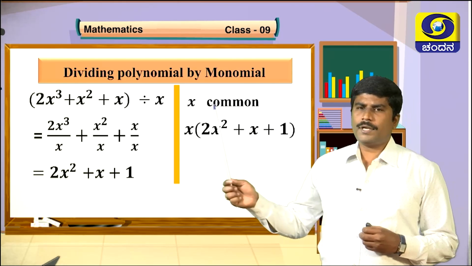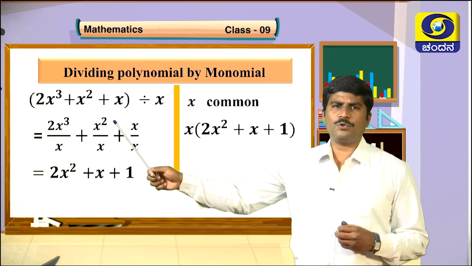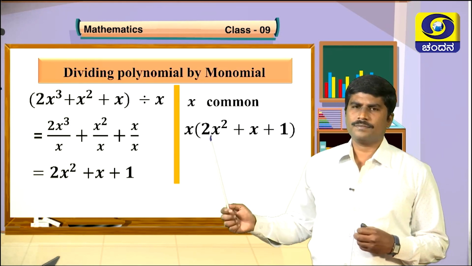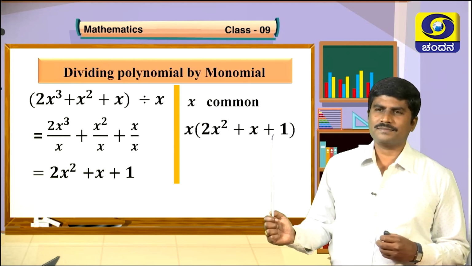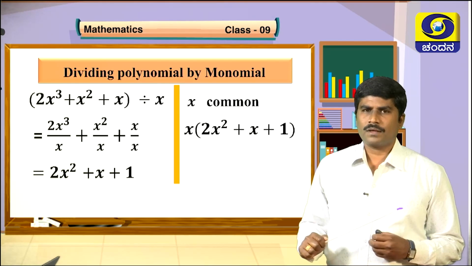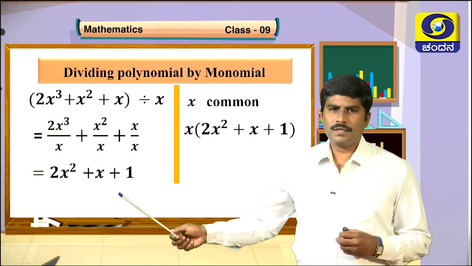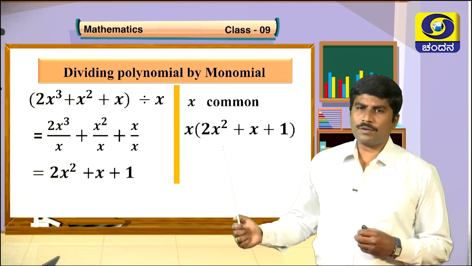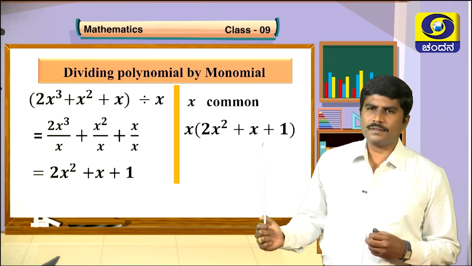If you take out the common factor x from 2x cube plus x square plus x, the answer will be like this. So look at the difference in both cases: if you divide, you get this answer, and if you take out the common factor x, you get this answer.